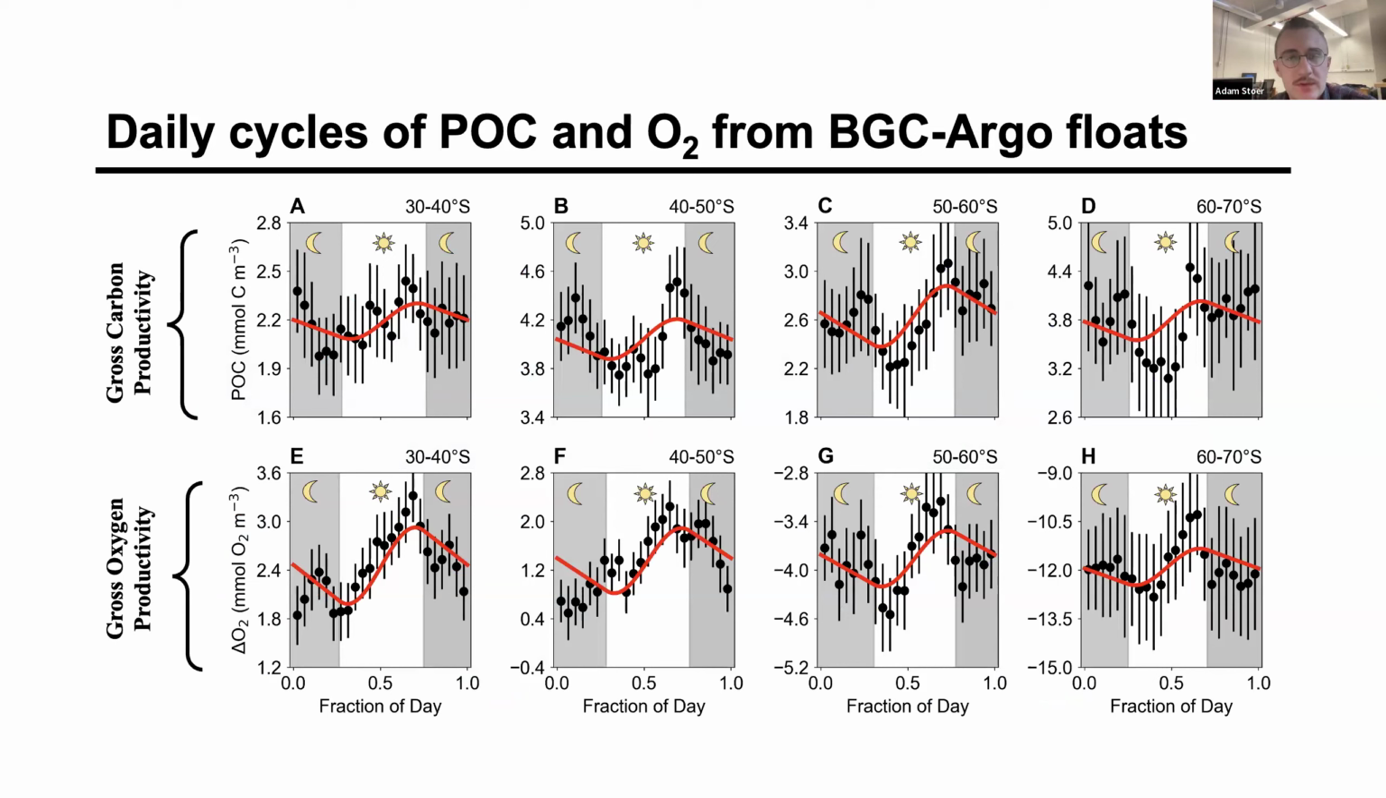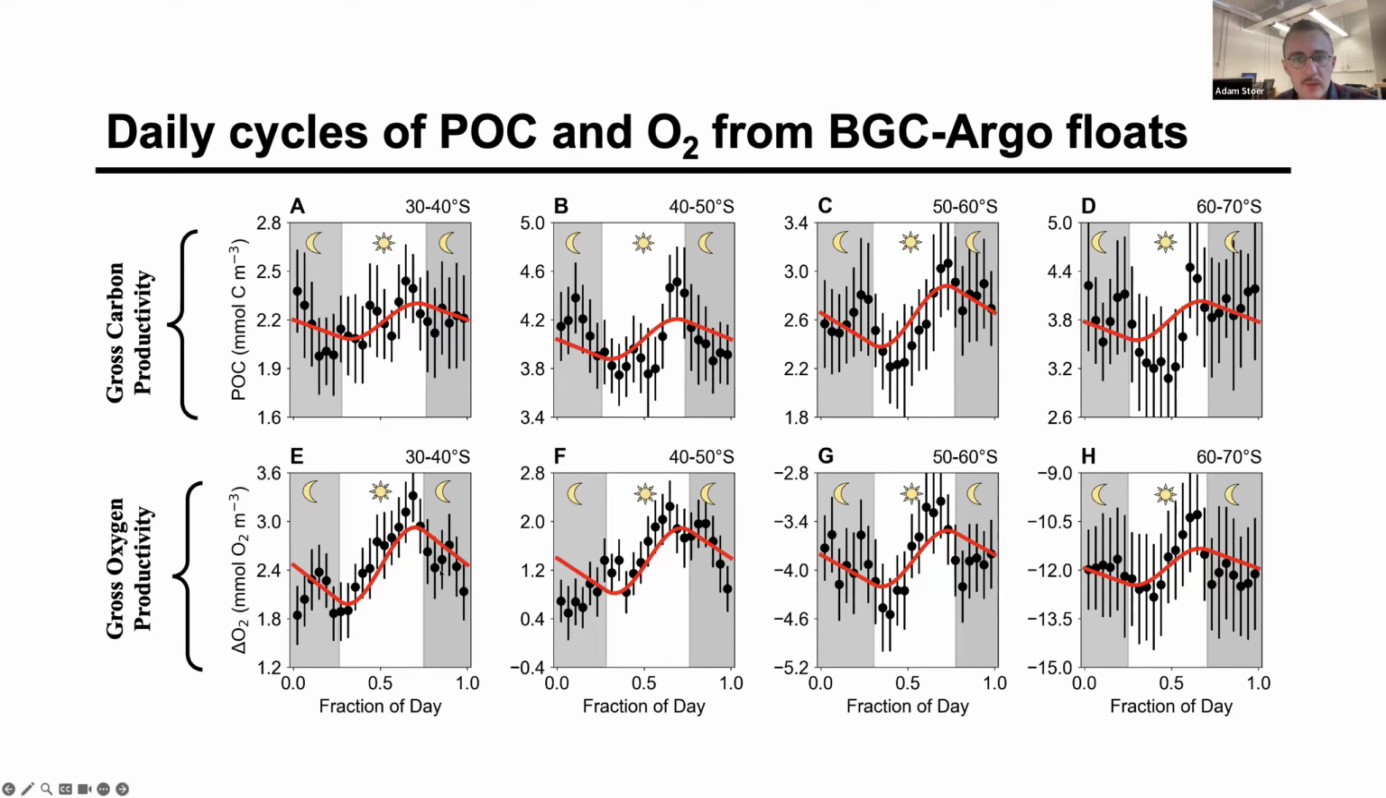So from that variation we get throughout the day, we can fit a model to this, which basically smooths out a lot of this noise, I guess you can call it, or biases, and we can get an estimate of gross carbon production and gross oxygen production from daily cycles taken at different latitudes and at different depths. And then we can go back and estimate net primary production from those values.